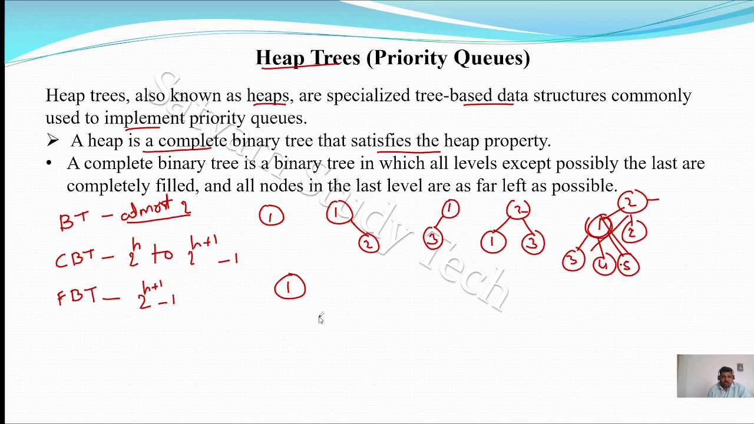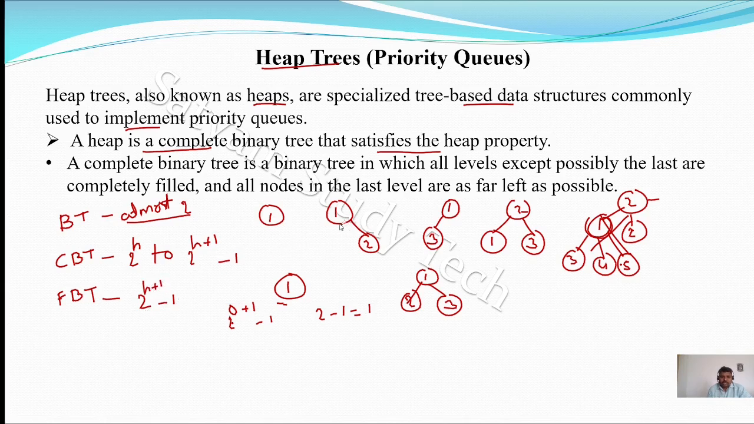There is no left and right child, so the level is 0 and the h value is 0, so 2 power 0 plus 1 minus 1. That means 2 power 1, 2 minus 1, so only one node is there. This is a full binary tree. For example, here it is not a full binary tree. A full binary tree has 2 power h plus 1 minus 1 nodes.